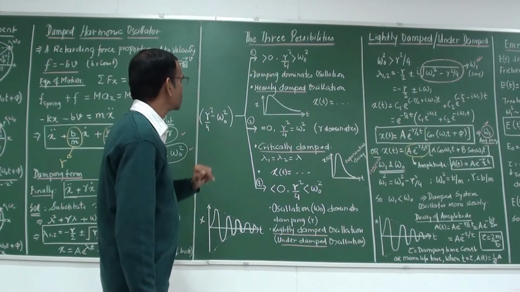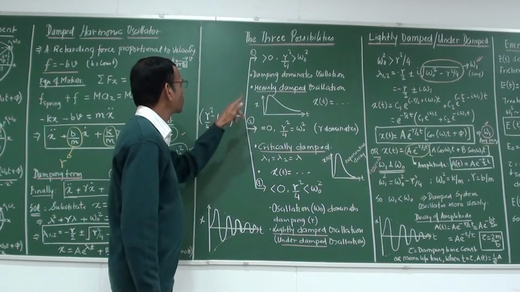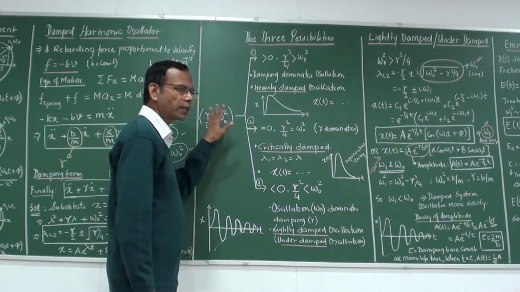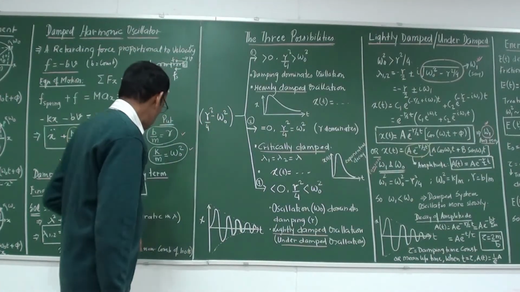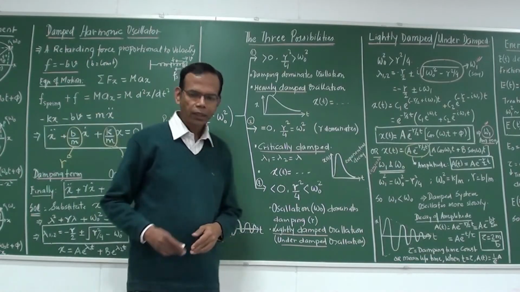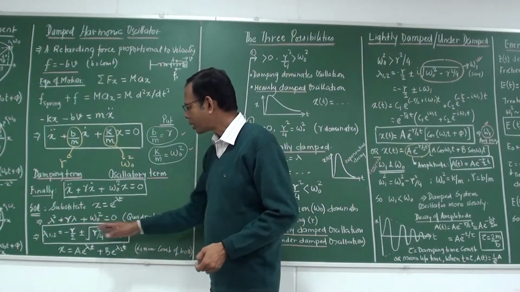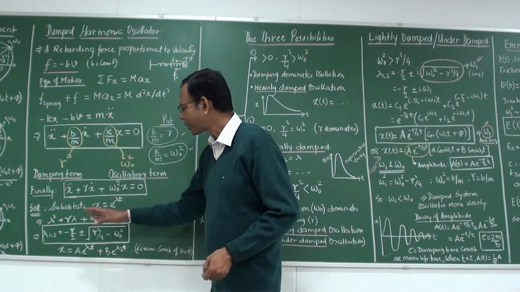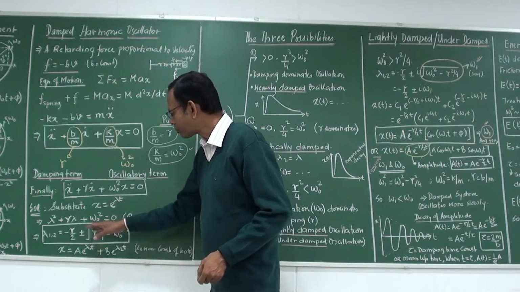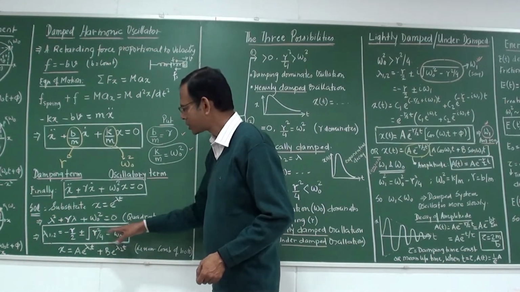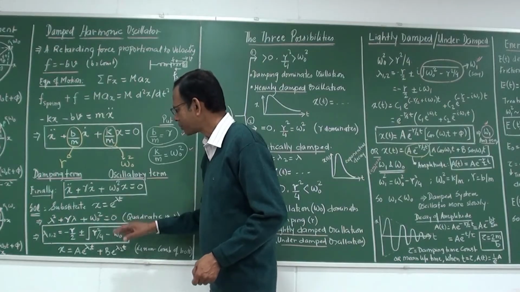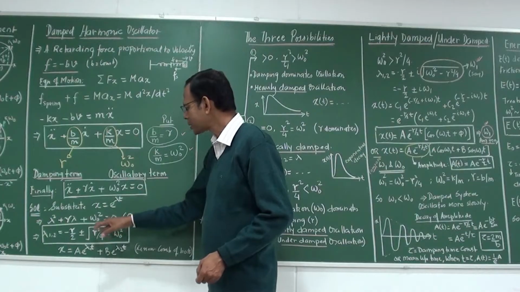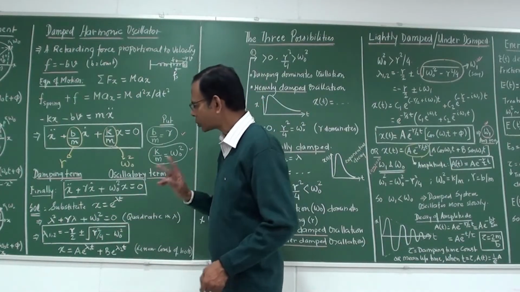If it is greater than 0, then gamma square by 4 is greater than omega 0 square. So this particular quantity is positive. If this is positive, then you will get two real roots, lambda 1 and lambda 2. One is gamma by 2 plus this quantity, which is a positive root of something positive. Second is lambda 2, which is minus gamma by 2 minus this quantity. So two roots you will get.